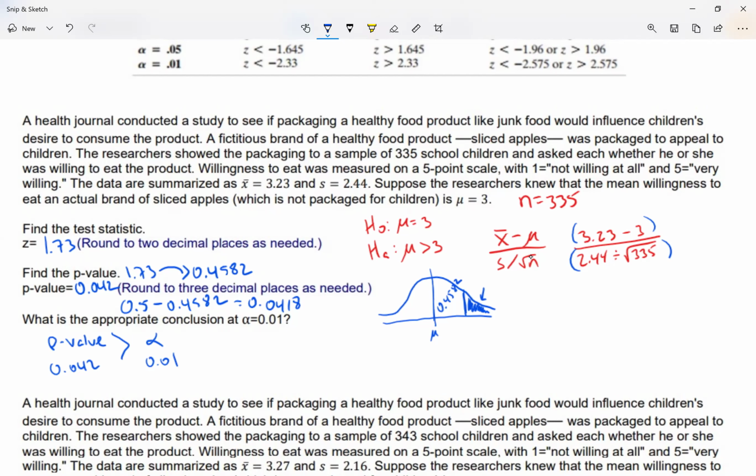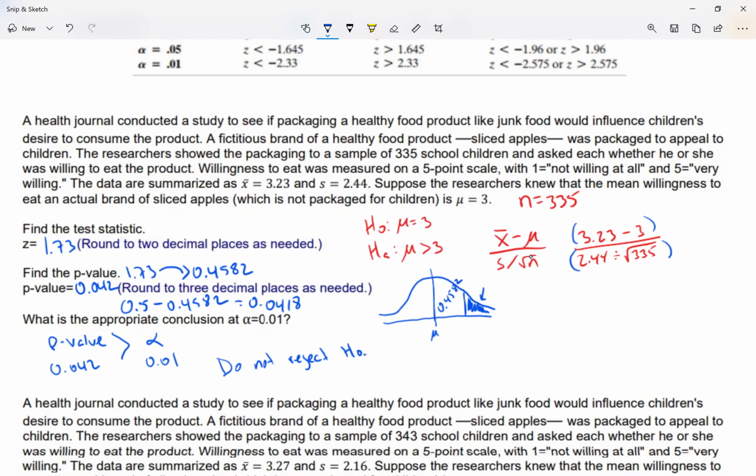So I left space here. We can write it down. I'm going to say do not reject the null hypothesis, because the p-value is bigger, so nope, I'm not rejecting the null hypothesis. Why? You guys can write it down: there is insufficient evidence. I don't have enough evidence to conclude that the true mean response for all student children is greater than 3.